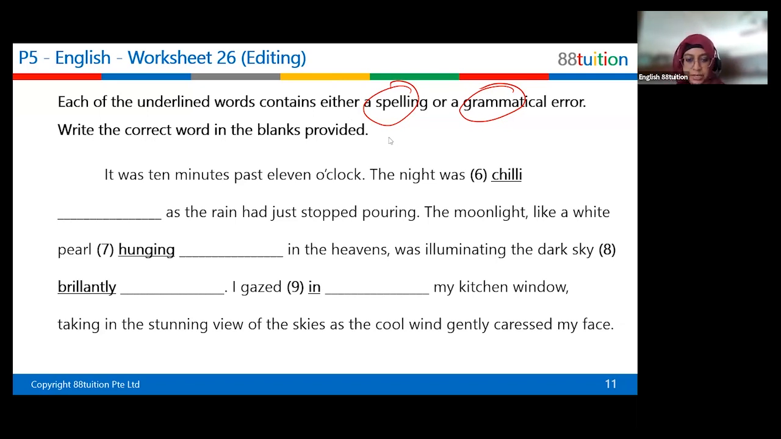Okay, all right. Let's look at the answers for questions 6 to 9. Let's go through it and find where the clues are for these questions. Right, it was past 10 minutes. It was 10 minutes past 11 o'clock. So that means it's 11:10 p.m. at night, past 11 o'clock. The night, basically that's why I say it's at night.